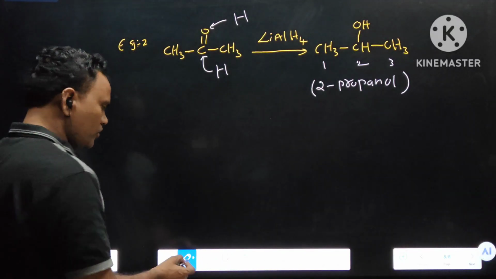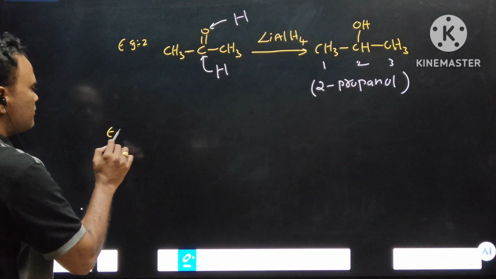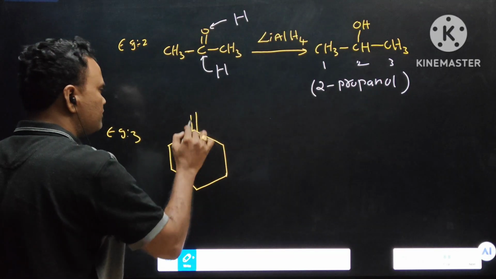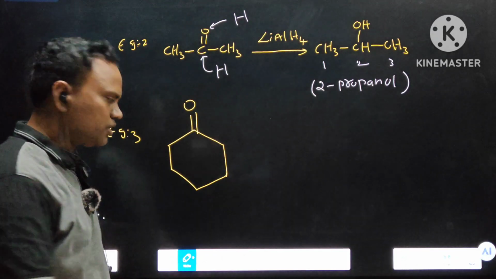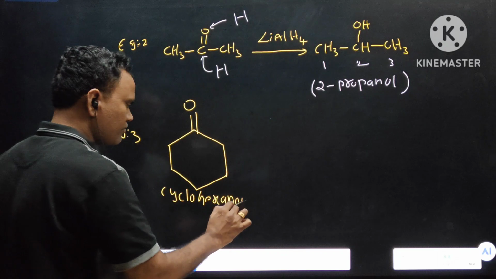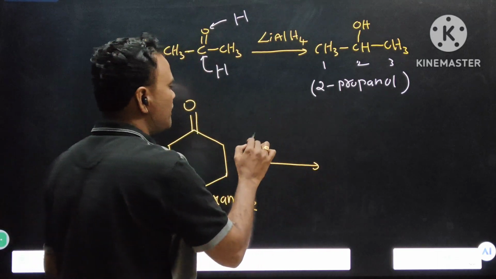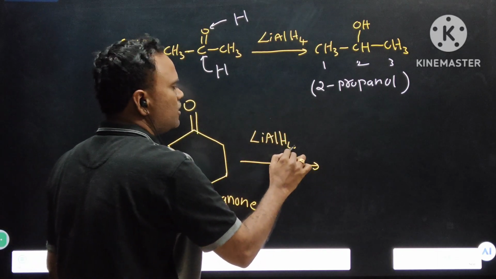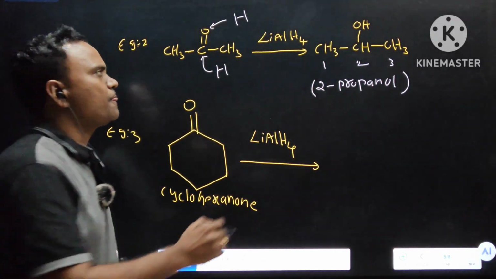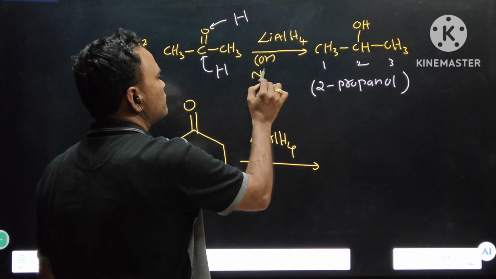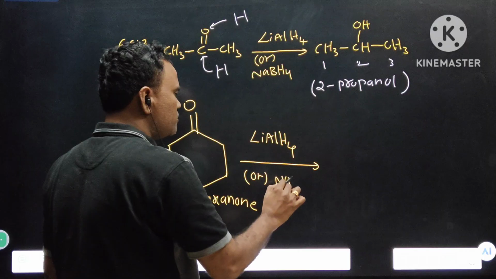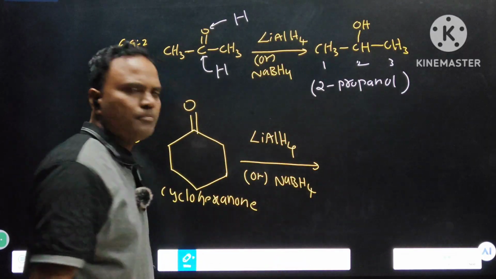Let us take another example, one more example. Example 3. Cyclohexanone. What is its name? Cyclohexanone, when treated with lithium aluminum hydride or sodium borohydride. Don't forget, with sodium borohydride also the mechanism is same. You can write here NaBH4, sodium borohydride. Mechanism is same.